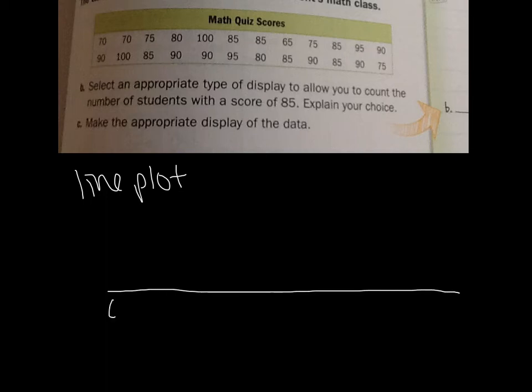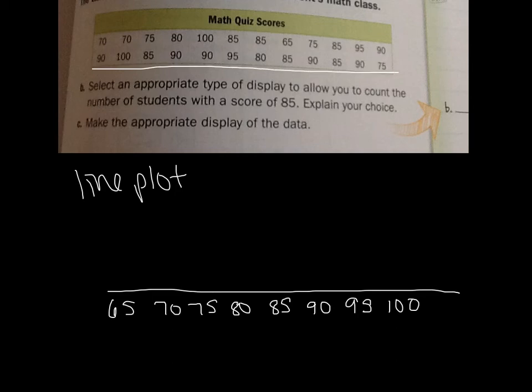We have 65, 70, 75, 80, 85, 90, 95, and 100. Now we're hoping to see how many 85s we have. So we need to go through all the data up here, and remember, we place a little X next to the number that each one occurs with. So let's go through the data and do that. I see a few 70s, 75, 80, 100, 85, 85, 65, etc.